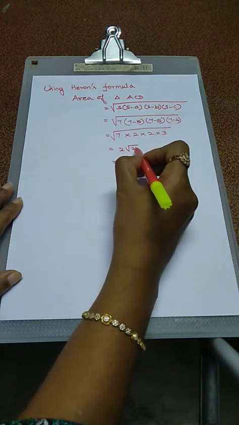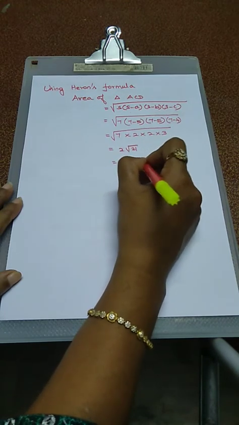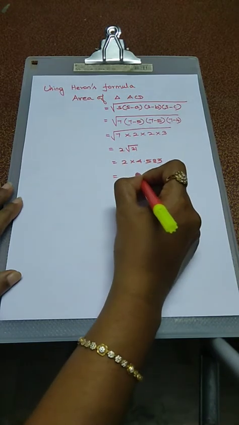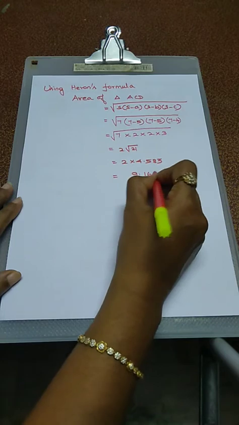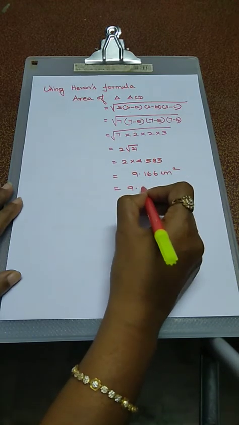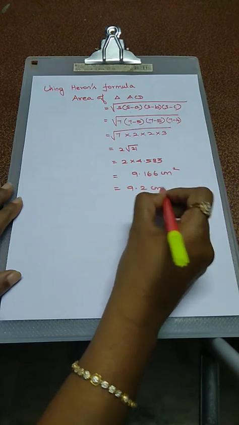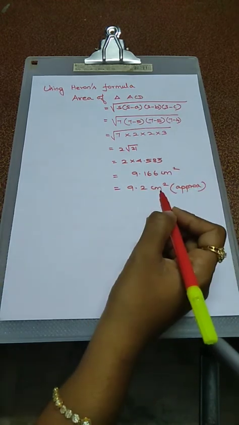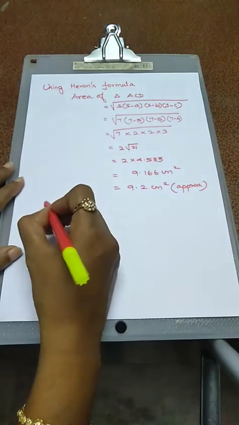Find the square root value of 21, that is 2 into 4.583. Multiply these two values, actually that is 9.166 centimeter square. We have to write this value 9.2 centimeter square approximately. Okay, but we need the quadrilateral value, no.